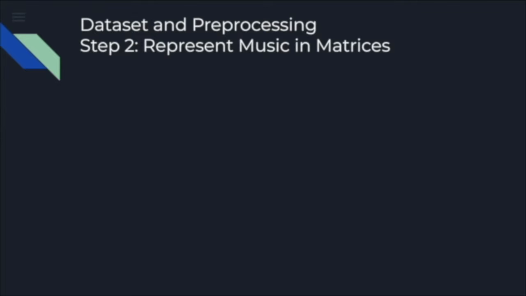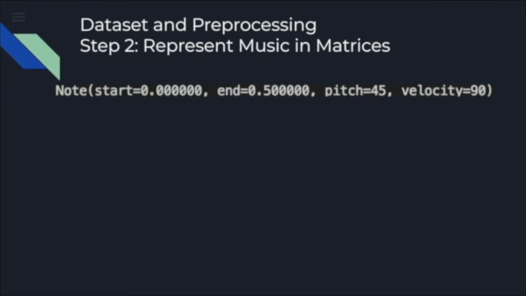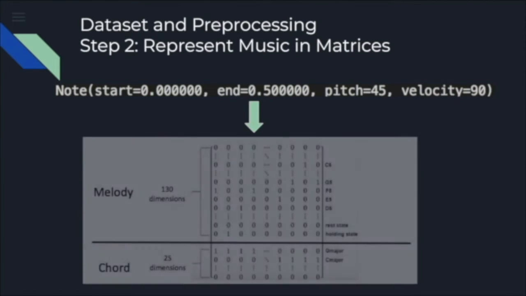The second step of data pre-processing is to represent music in the form of matrix. The pieces are originally in MIDI format, which is composed of a series of note objects. Each object contains the information of starting time, ending time, pitch, and velocity of the note. We would like to convert the notes into a matrix of 155 rows.